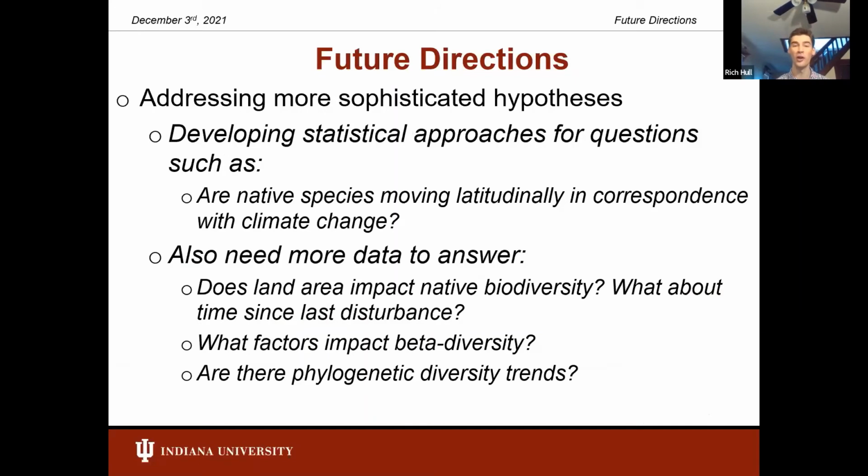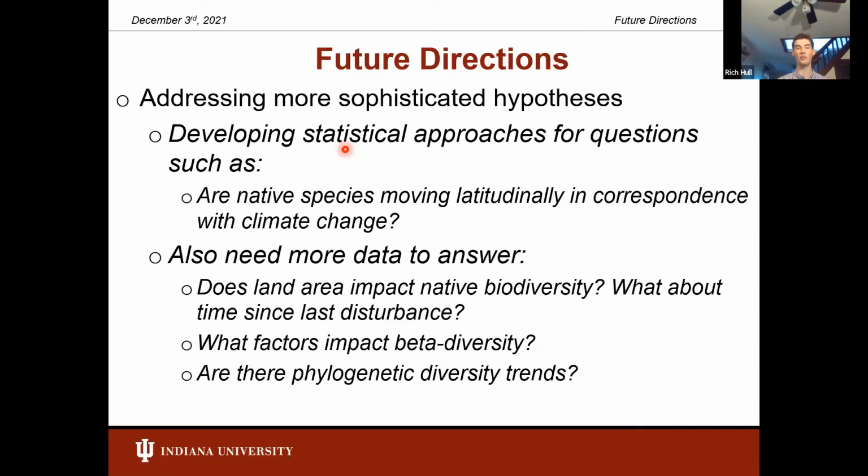So now I'll move on to one of the more interesting parts of the talk. This is the future directions. This is addressing more sophisticated hypotheses once I have the full 3-year collection data. So the first question that I'm really interested in is, are native species moving latitudinally in correspondence with climate change?